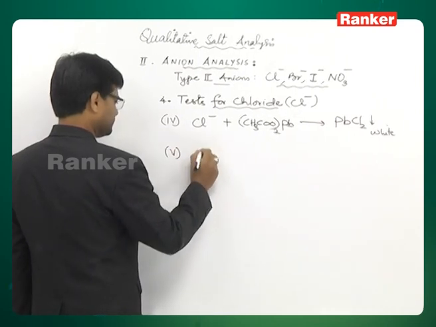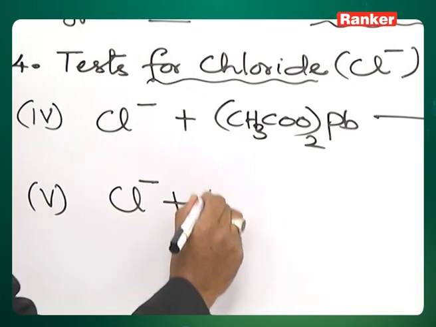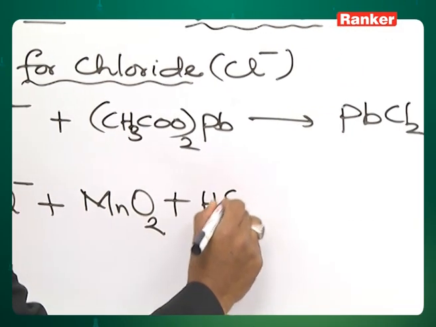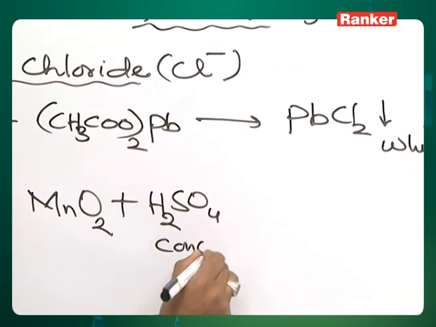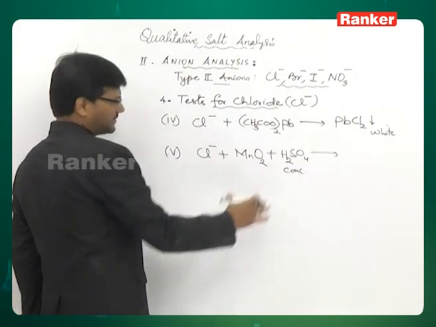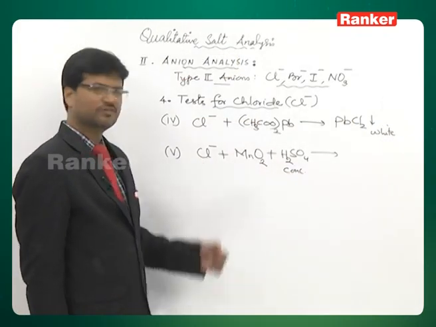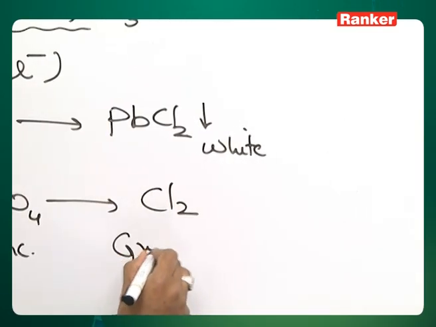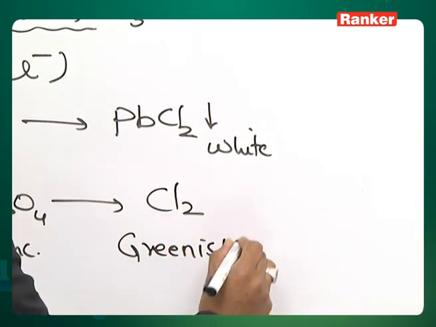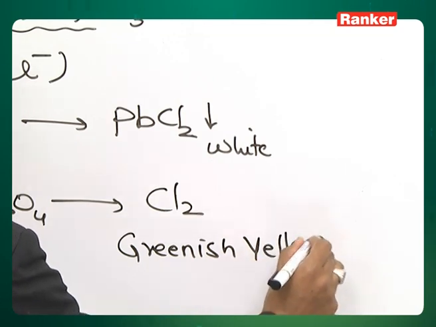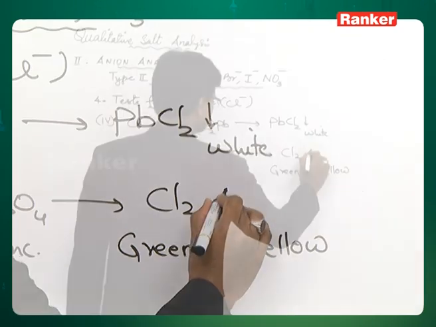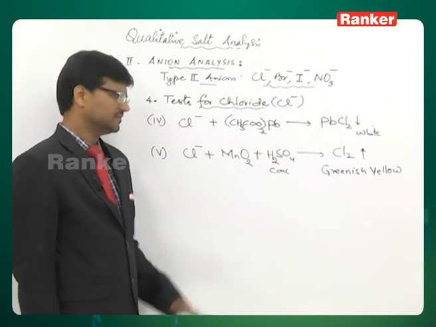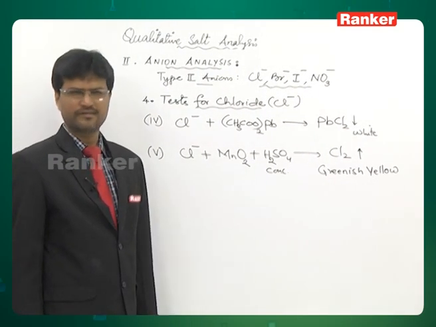One more test. Chloride is treated with manganese dioxide in presence of concentrated sulfuric acid. This mixture acts as a good oxidizing agent. It oxidizes chloride to chlorine, and chlorine comes out as a greenish yellow gas. So these are a few important tests for chloride.